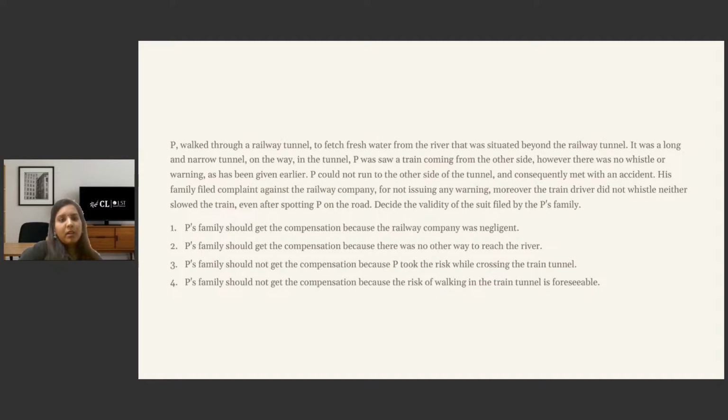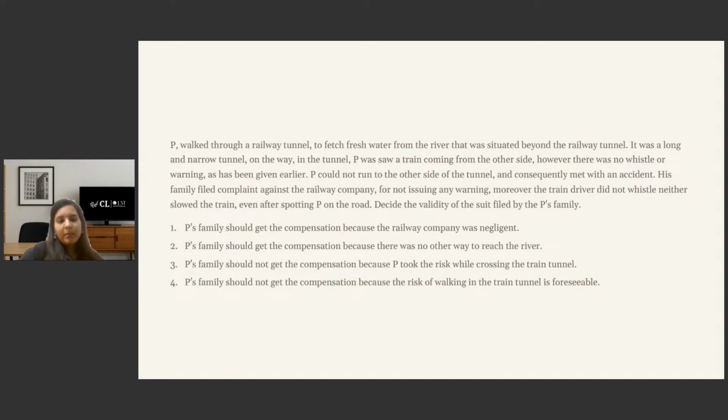P walked through a railway tunnel to fetch fresh water from the river that was situated beyond it. It was a long and narrow tunnel. On the way in the tunnel, P saw a train coming from the other side. However, there was no whistle or warning as he had been given earlier. P could not run to the other side of the tunnel and subsequently met with an accident.